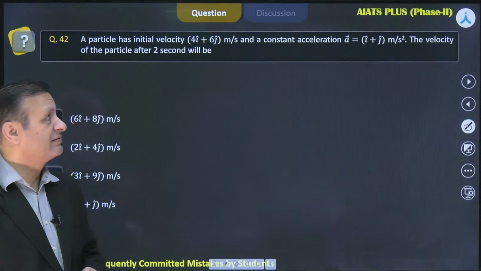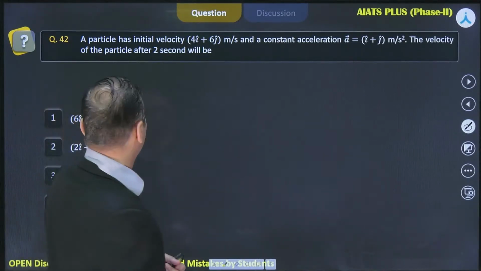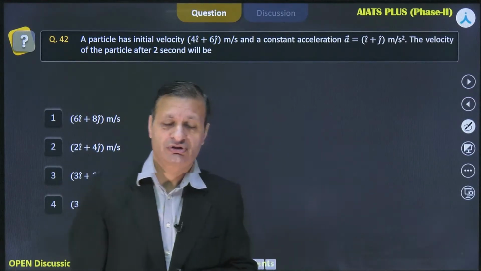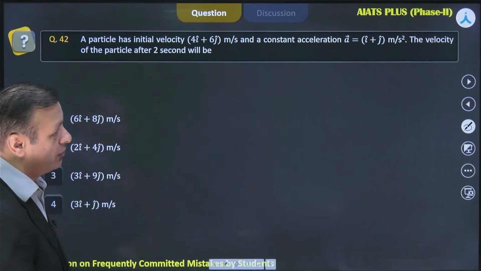A particle has initial velocity and a constant acceleration. The velocity of the particle after 2 seconds will be. So this is to do with your motion in 2D, and this is a uniformly accelerated motion.